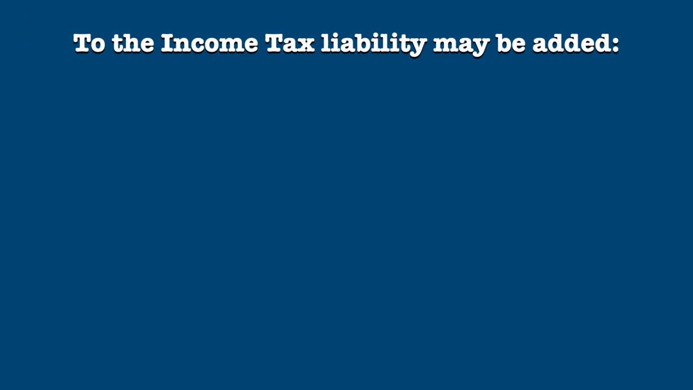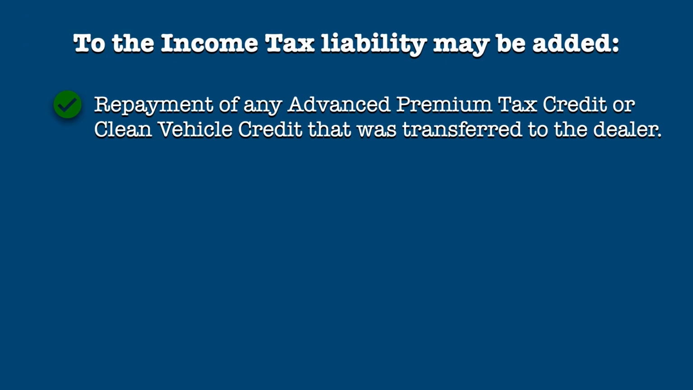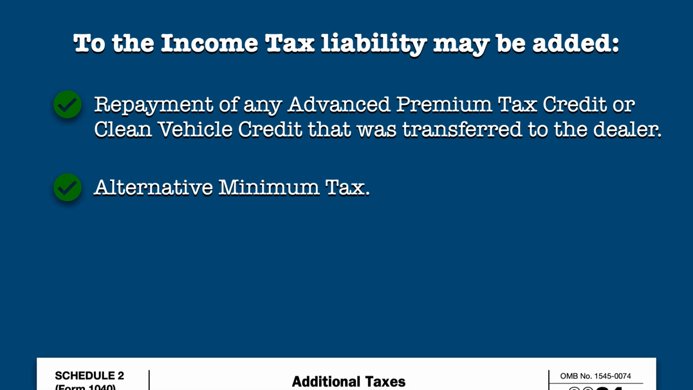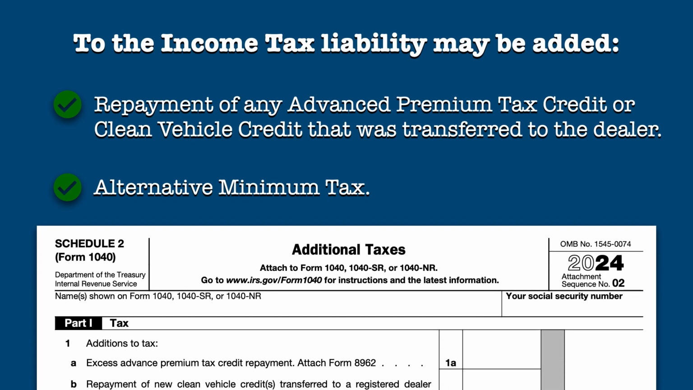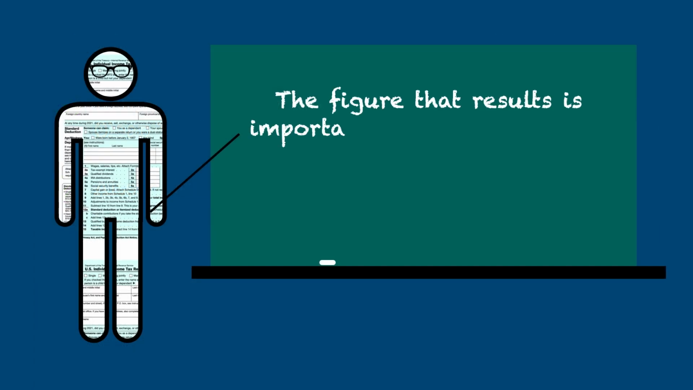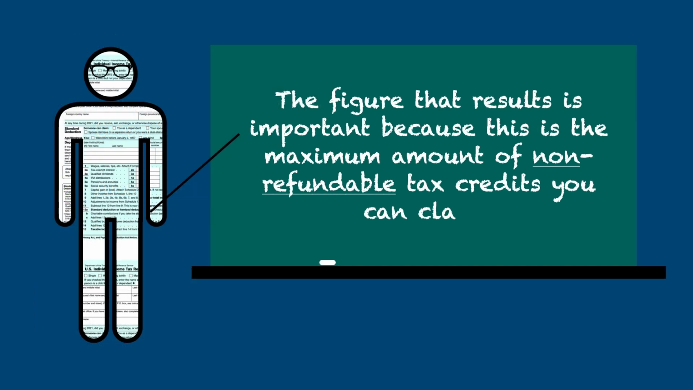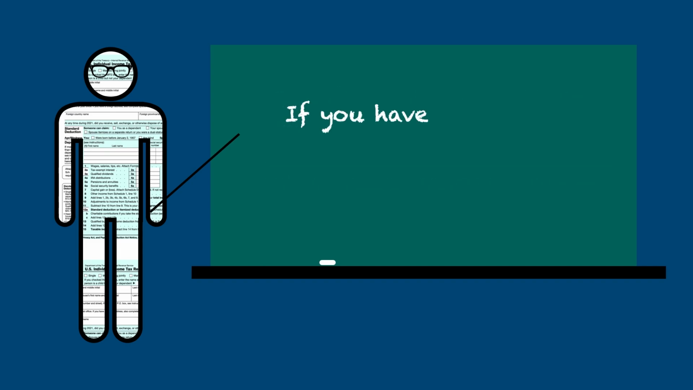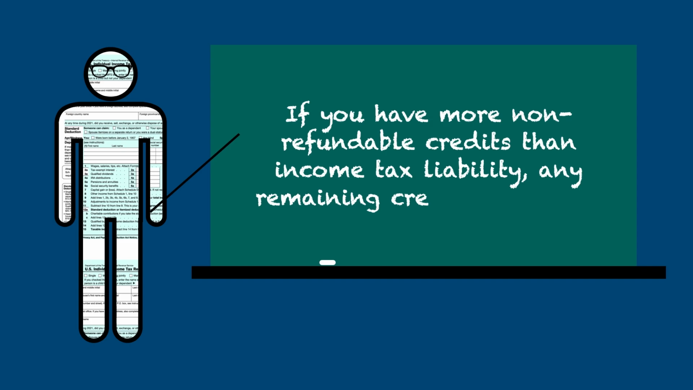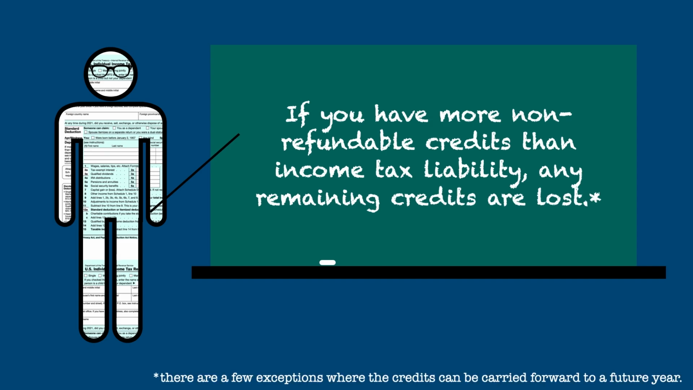To the income tax figure may be added any repayments of the advanced premium tax credit or clean vehicle credit, plus any alternative minimum tax. These taxes are shown in Part 1 of Schedule 2. The resulting figure is important because this is the maximum amount of non-refundable tax credits you can claim. If you have more non-refundable credits than income tax liability, any remaining non-refundable credits are lost, although there are a few exceptions where these excess credits can be carried to next year's tax return.